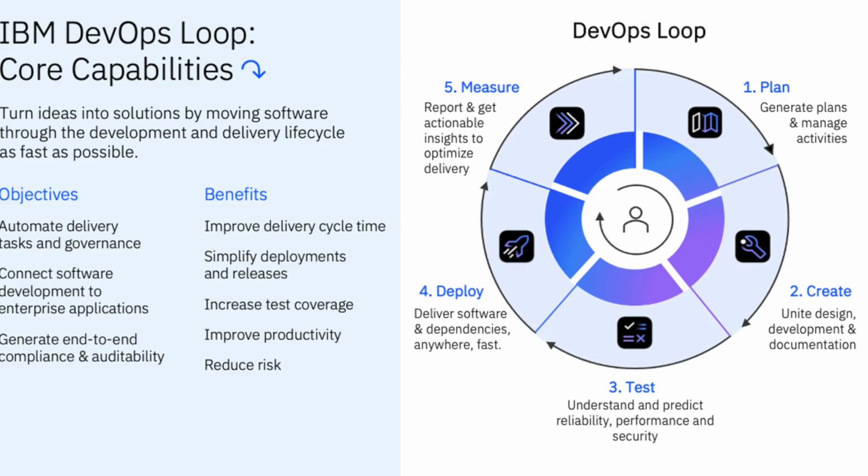The benefits clients derive from DevOps Loop are substantial. Automating the development lifecycle accelerates delivery cycles, allowing faster feature releases. Simplified deployments and releases minimize manual errors and operational overhead. Expanded test coverage improves software reliability, while automation-driven productivity enhancements enable teams to focus on innovation rather than repetitive tasks. Enhanced visibility and control further reduce risk across the entire process.